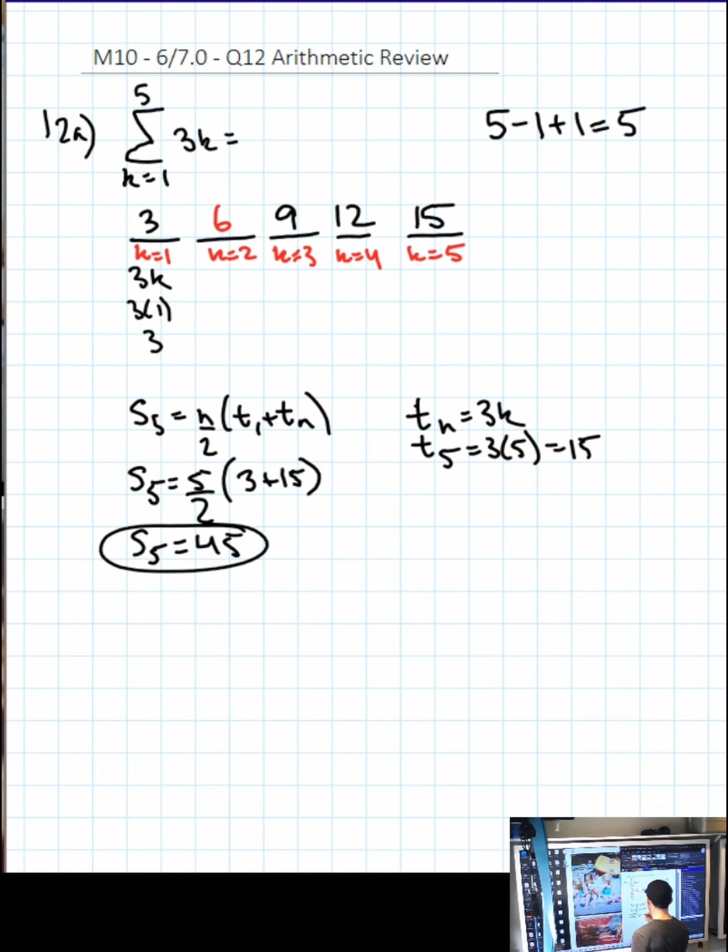And we could check our answer. 3 plus 6 plus 9 plus 12 plus 15 is indeed 45. Check mark. Great, so summation notation means find the sum of the terms. And that's 12a.